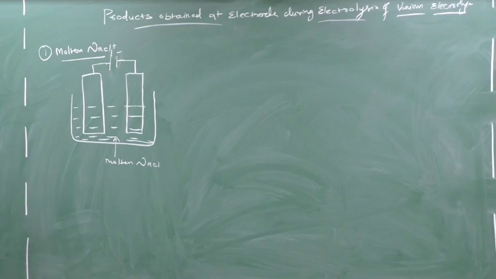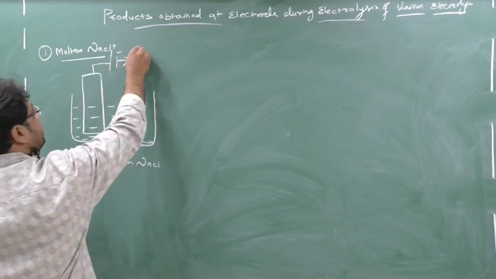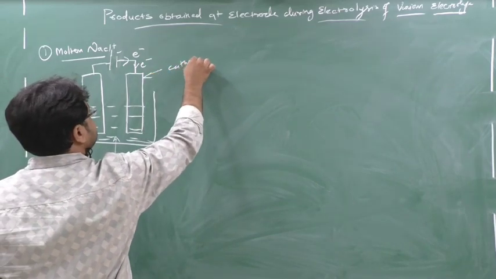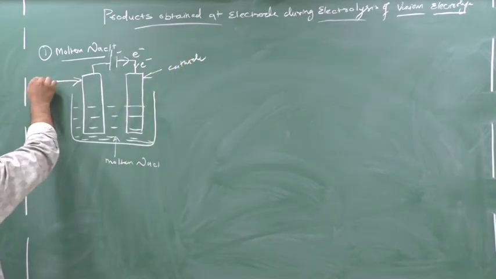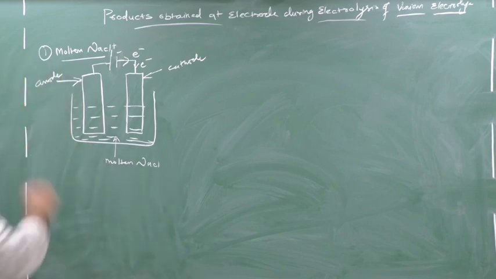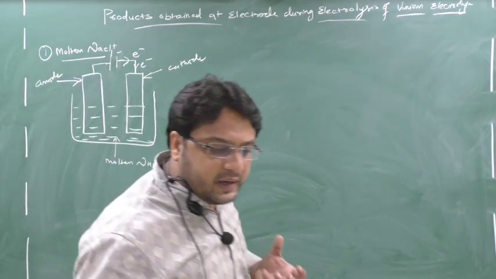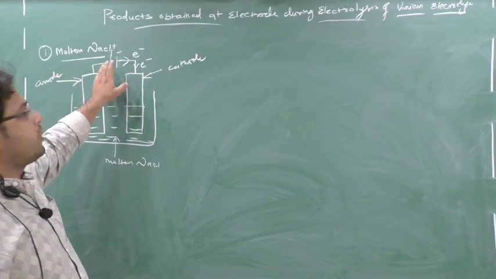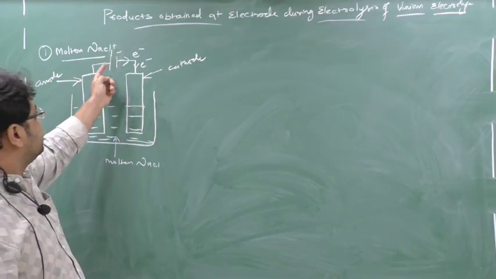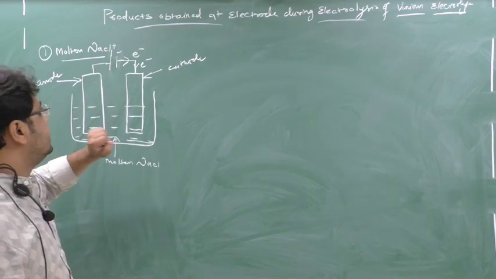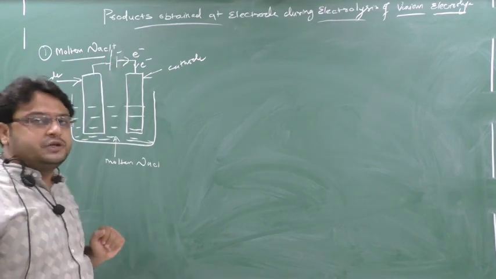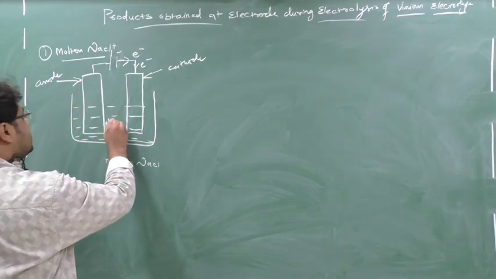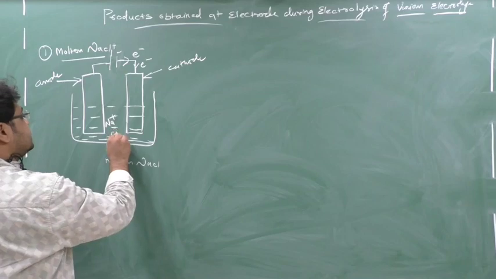So from the negative terminal there will be a movement of electrons, so electrons will come here, and this is known as a cathode. Similarly, that will be an anode. You know electrons will always come from the negative terminal of the battery. So the electrode which is connected to the negative terminal is known as a cathode, and the opposite is known as an anode. Here molten NaCl means Na plus and Cl minus.